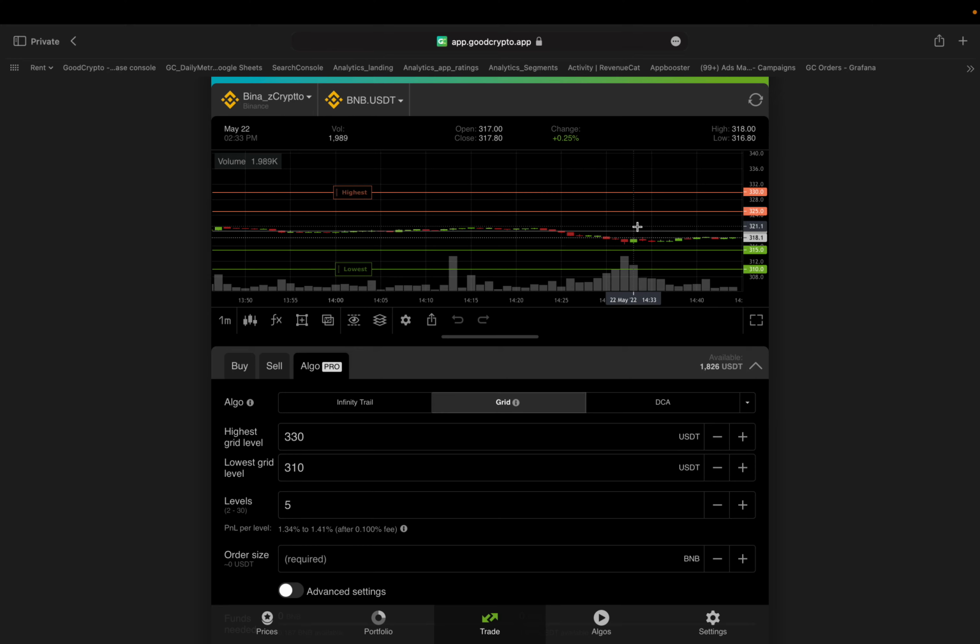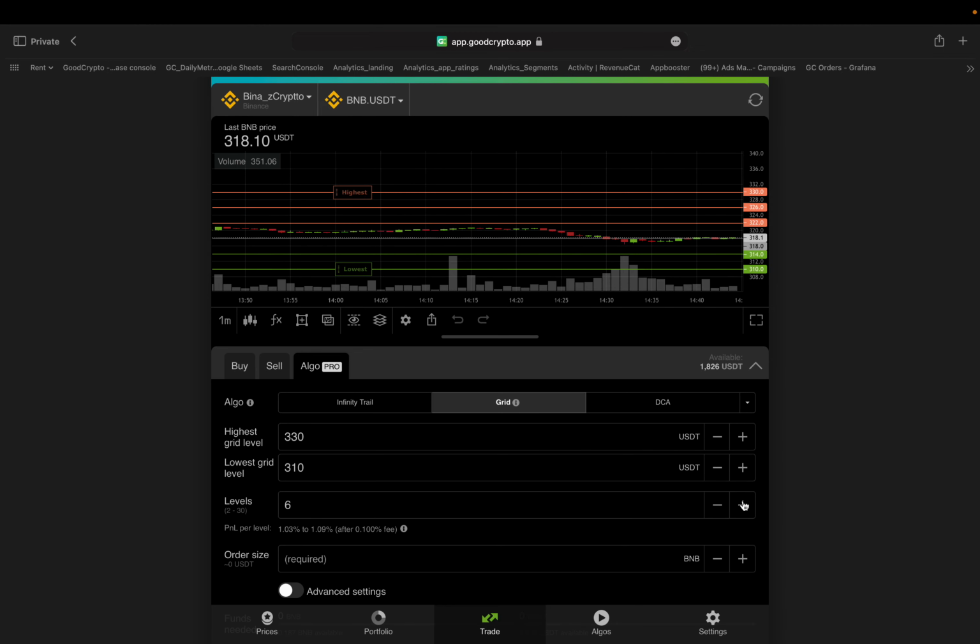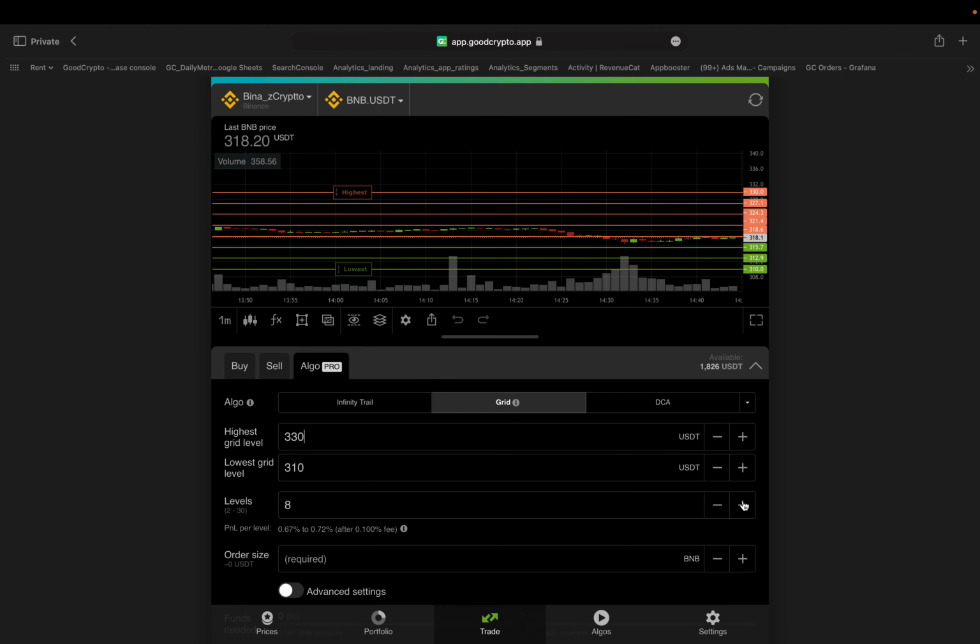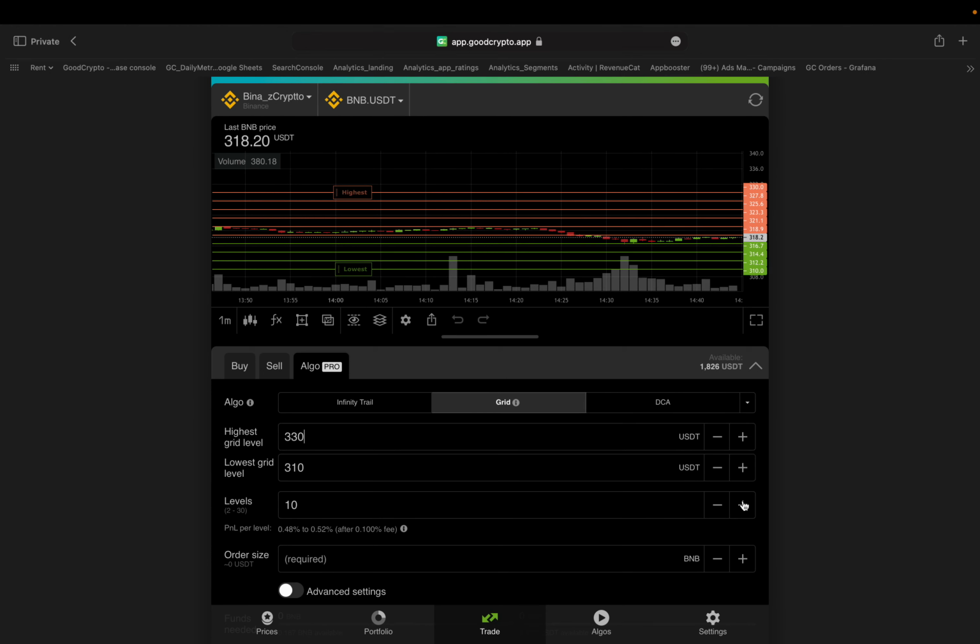So the logic tells us that the more grid levels, the tighter the grid, the better. And in a way, it is so. In a way that you want your grid to trade regularly. You don't want it to sit idle for too long, because if it's not trading, you're not generating P&L. But with all advantages usually come some disadvantages.